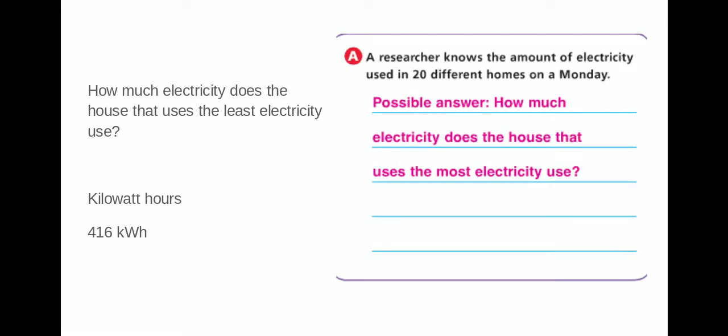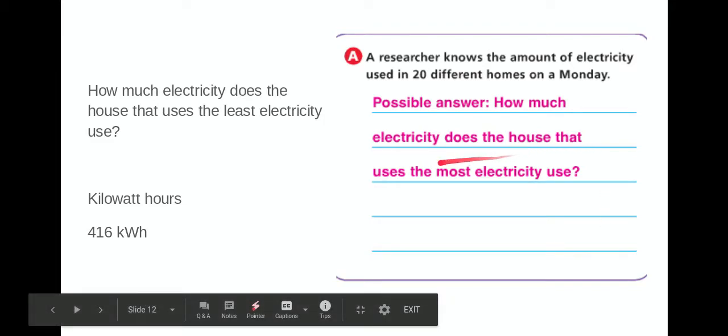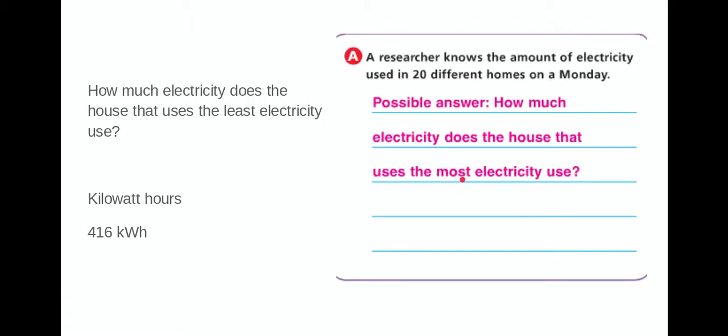But if we look at this first one about the researcher knows the amount of electricity used in 20 different homes on a Monday, a possible answer, the pink there is what the book had. How much electricity does the house that uses the most electricity use? And they are using a superlative. They're using the word most. And of course, the opposite of that would be least.